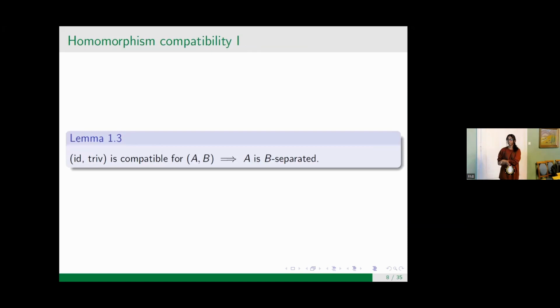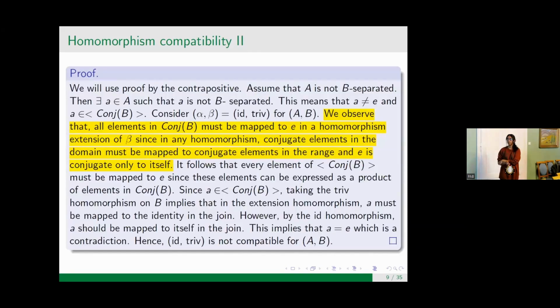So suppose that, okay, we use proof by contrapositive. Assume that A is not B separated. Then there exists an a in A such that a is not B separated. And this means that a is not the identity, and it's in, let's say, the conjugate closure, or group generated by conjugates of B. And consider this pair of endomorphisms, the identity on A and the collapsing one on B.